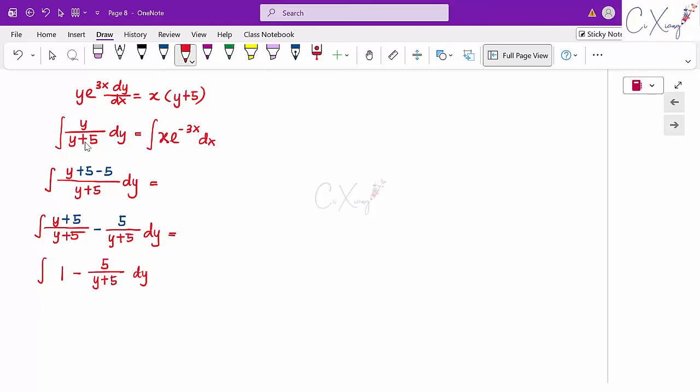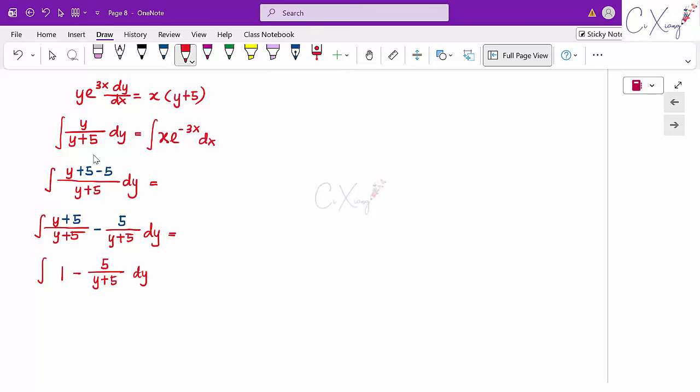If we look at the original fraction here, I can't directly integrate it because it is an improper fraction. That's the first thing. After that, it also does not belong to any f prime x over f x pattern. Of course, some students might use substitution, where u is equal to y plus 5 as the denominator. That also can, if you want. So that's another option.